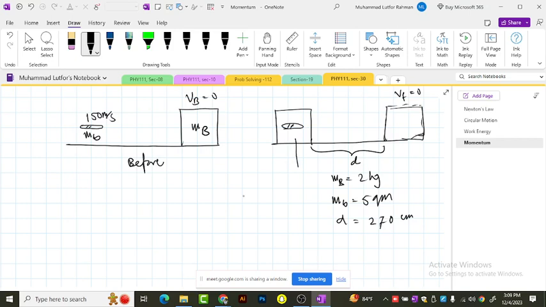This is your (mb plus mb) into g. This is your normal reaction force. This is that Fk, and there is some velocity, which is that initial velocity. It's not 0, that would be that velocity.